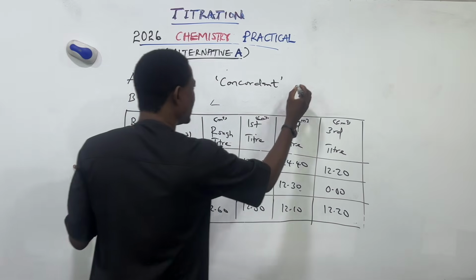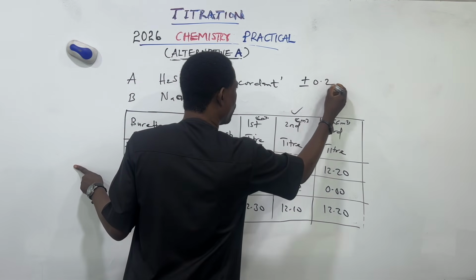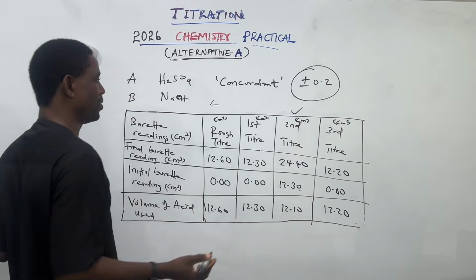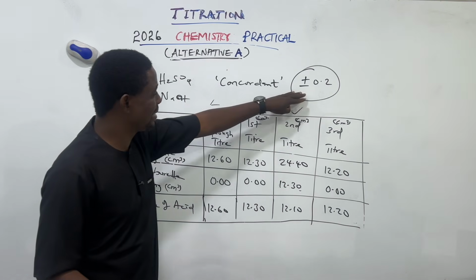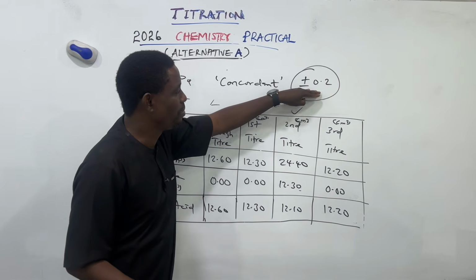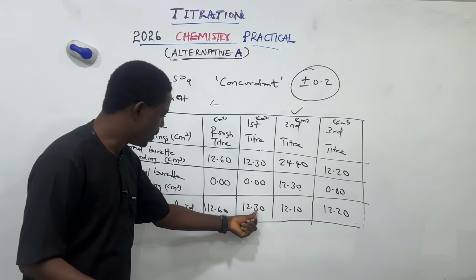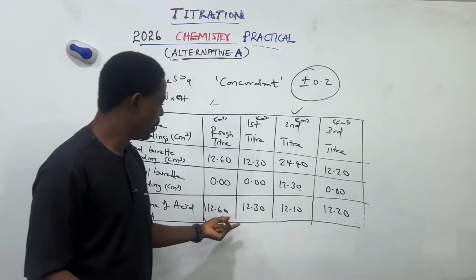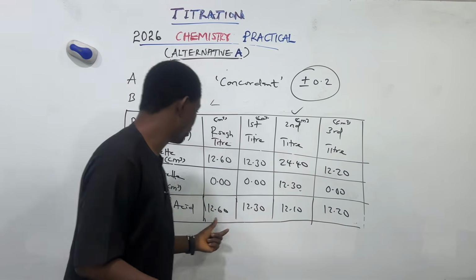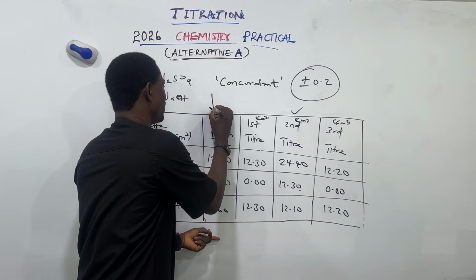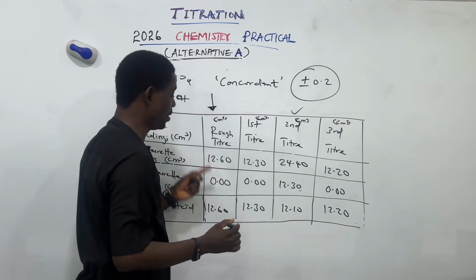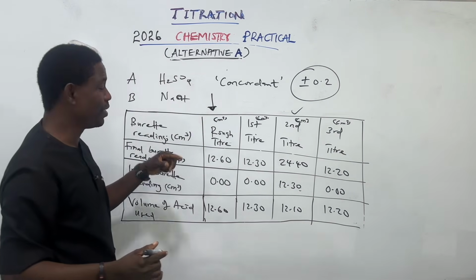What does that mean? It means when you carry out your titrations, the gap between subsequent titrations should not be more than this. You can see 12.3, 12.1. That is 0.1, 0.2. This one and this one. This is the rough. You may not need to use it, but there is no rule that says you should not use it.